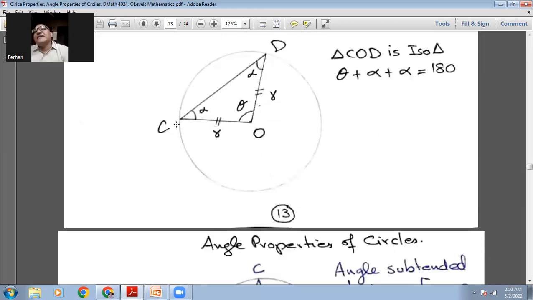For example, here's another example with a chord CD. I join the C end of the chord with the center O and the D end of the chord with the center O. So OC and OD are both equal to each other because they are both equal to the radius of the circle. So COD will be an isosceles triangle. If this angle is theta, the angle subtended by the chord at the center, and this is alpha, this will also be alpha. So theta plus alpha will be equal to 180 because it's an isosceles triangle.